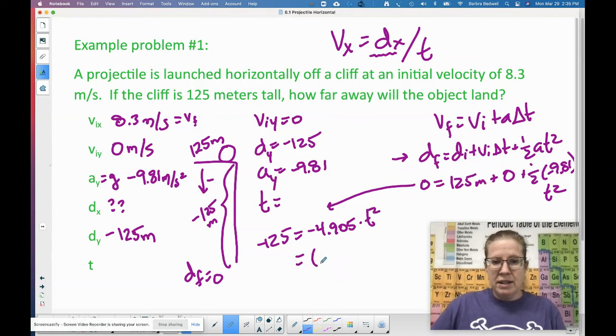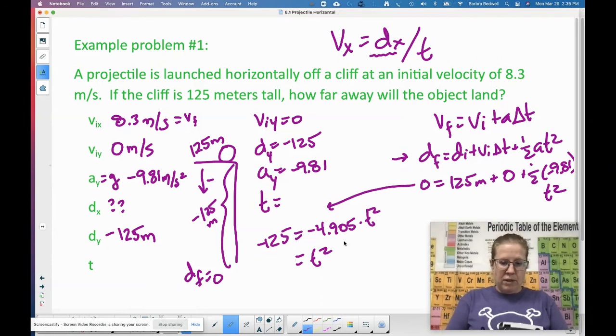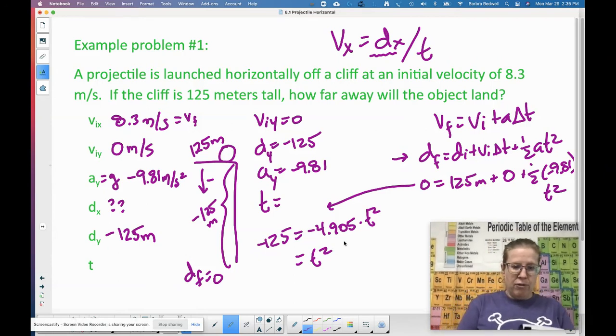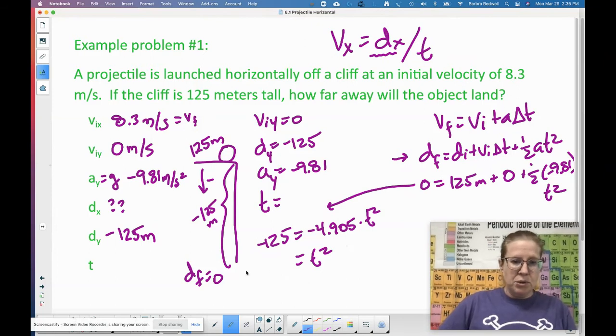So now t squared, 125 divided by 4.905, is equal to 25.484 and some change. Don't forget to take your square root.